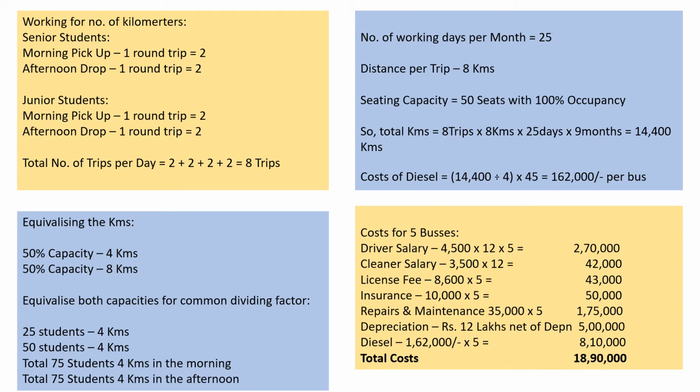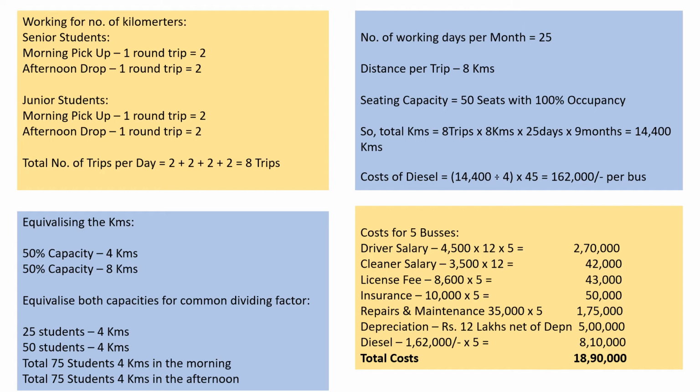So they said every liter travels 4 kilometers. What is the total number of kilometers per annum? It is 14,400 kilometers. So how many liters are required to travel 14,400 kilometers? It is 14,400 divided by 4 kilometers of mileage, multiplied by the cost per liter, which is 45. It comes to 1,62,000 rupees per bus per annum.